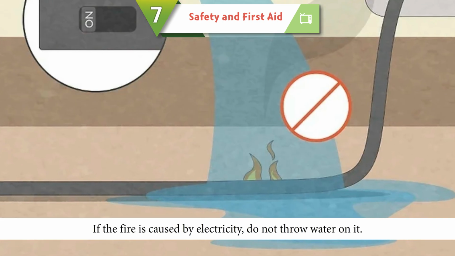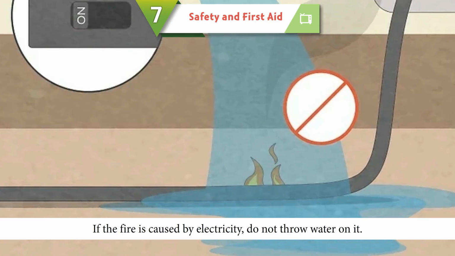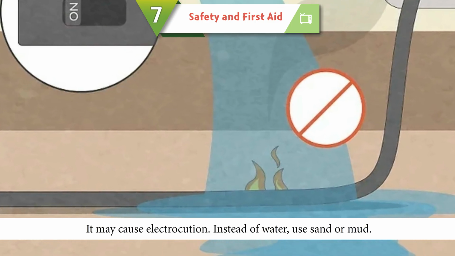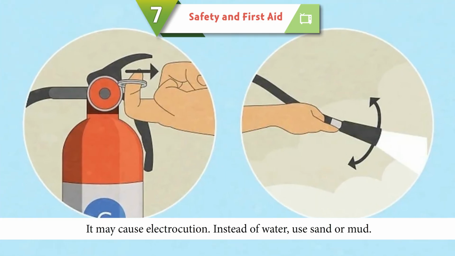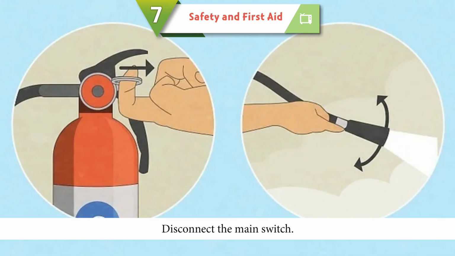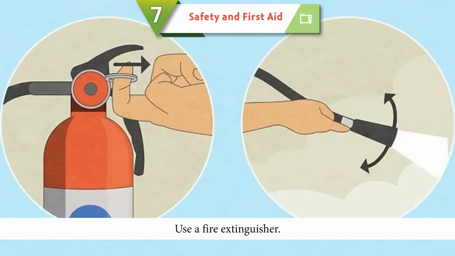If the fire is caused by electricity, do not throw water on it. It may cause electrocution. Instead of water, use sand or mud. Disconnect the main switch. Use a fire extinguisher.